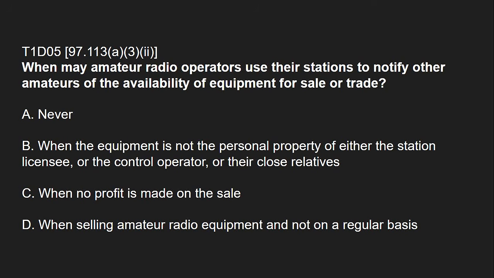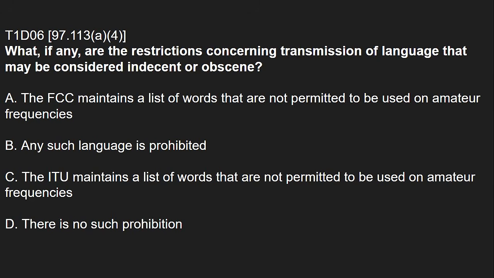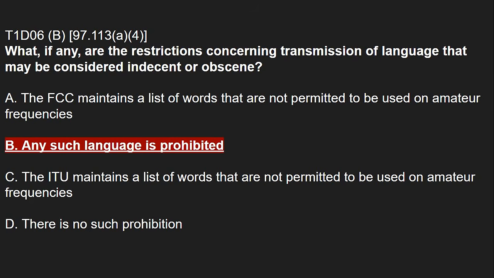T1D05, when may amateur radio operators use their stations to notify other amateurs of the availability of equipment for sale or trade? When selling amateur radio equipment and not on a regular basis. T1D06, what, if any, are the restrictions concerning transmission of language that may be considered indecent or obscene? That answer is any such language is prohibited.